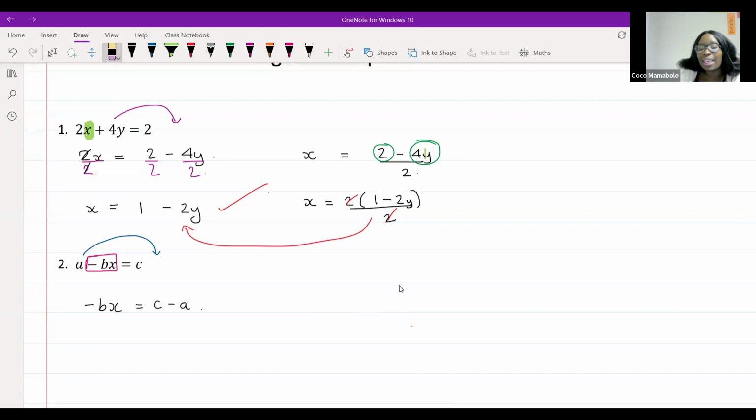So we're going to take this exact idea. And now I know that I want x on its own. How do I get rid of negative b? I would divide by negative b. Correct. So I'm going to divide this side by negative b. And if I do it on this side, I need to do it on this side as well, negative b. And then those two will cancel. That then tells me, therefore, x is equal to c minus a over negative b.